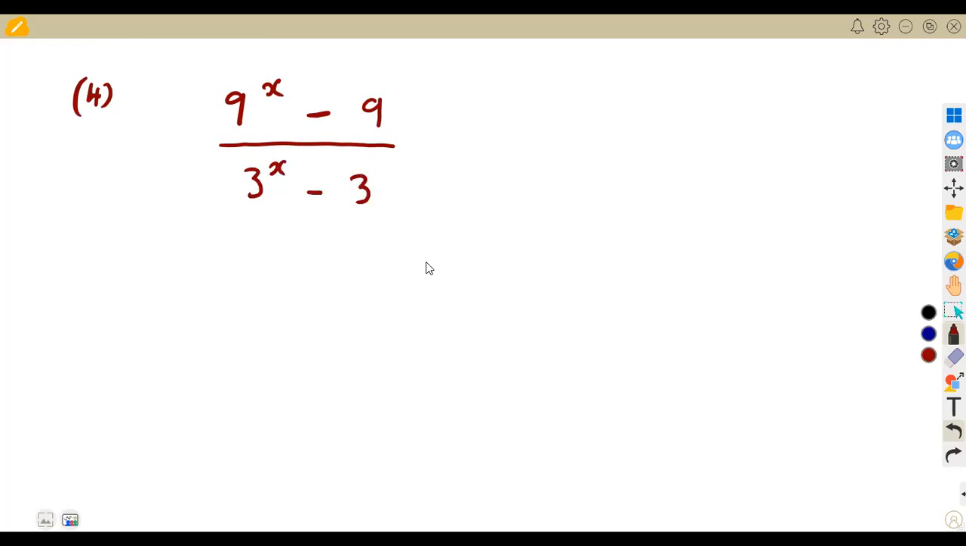Okay, this is what we have. It's a subtraction, not a multiplication, meaning we are supposed to consider the factorization, which is true. But I want us to see there is a 9 that I talked about previously. We said 9 can be written as 3 to the exponent of 2. So here we're going to have 3 to the exponent of 2 times x, minus 9, which is the same as 3 to the exponent of 2 again, everything over 3 to the exponent of x minus 3.